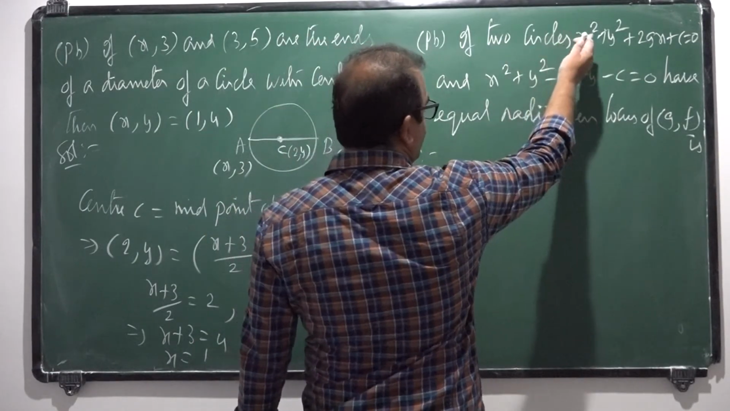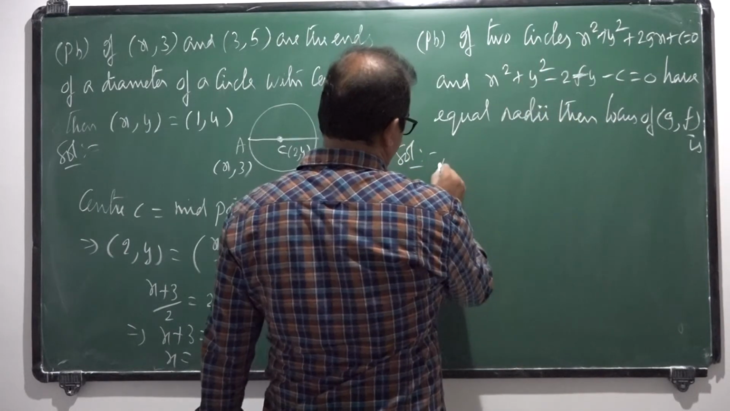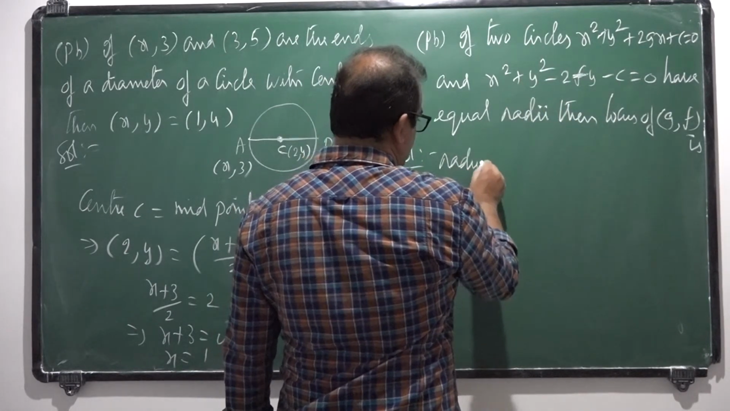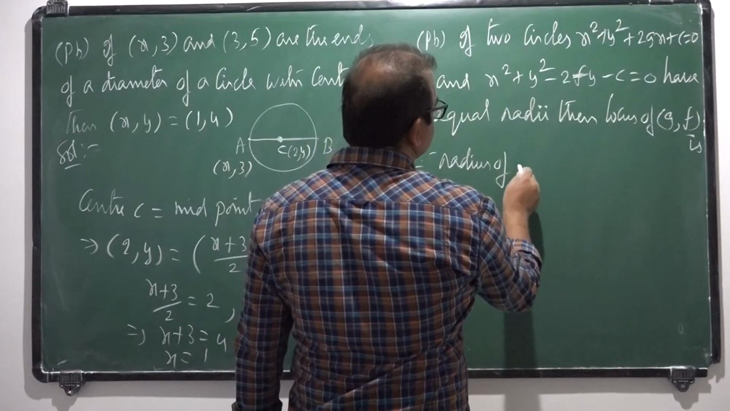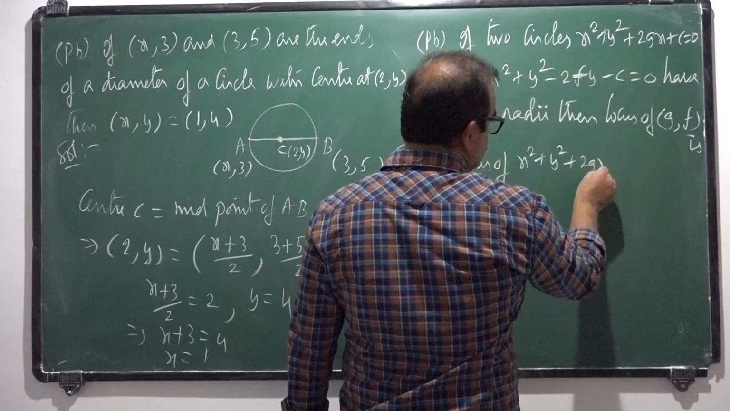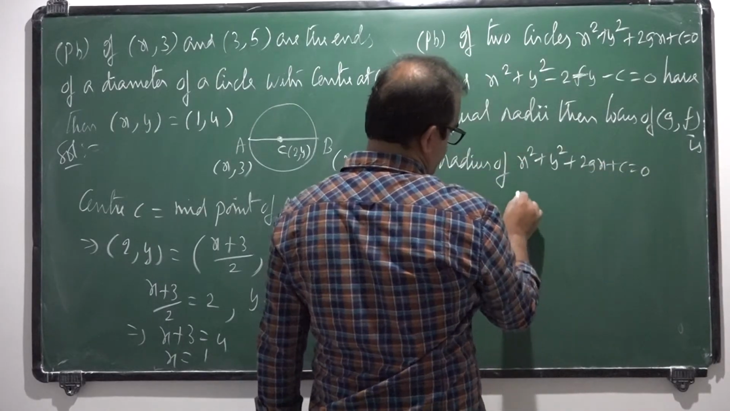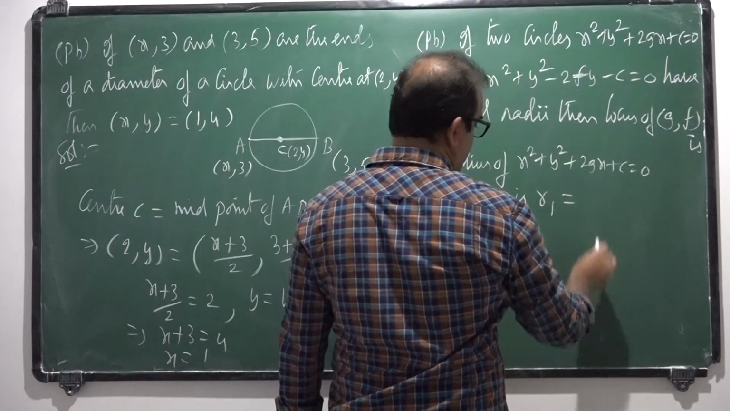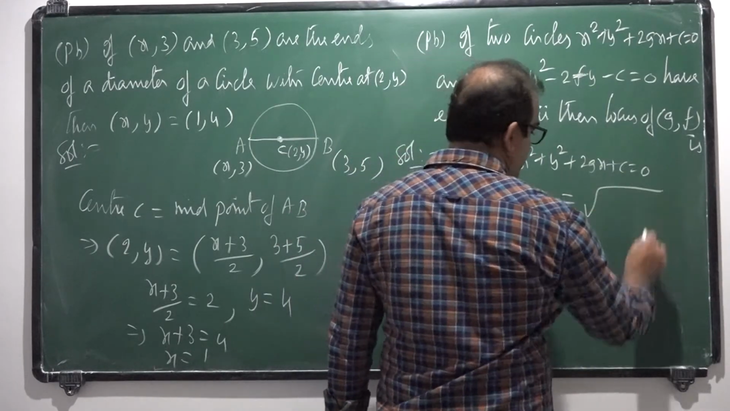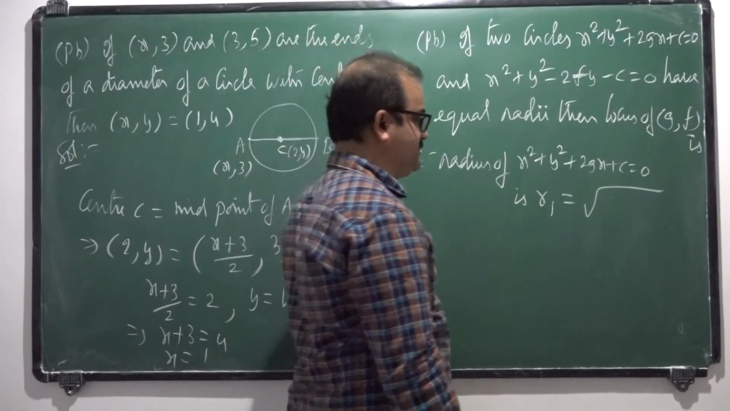First we find a radius of first circle and radius of second circle. The radius of the circle x square plus y square plus 2gx plus c is equal to 0 is, let it be r1 is equal to, what is the formula to find radius? Root of g square plus f square minus c.